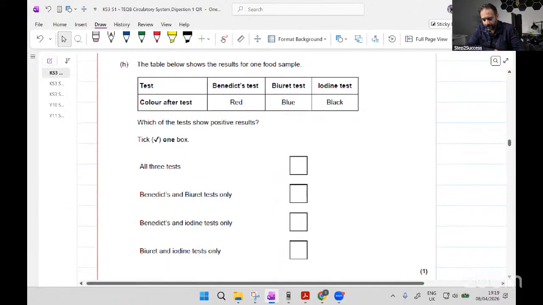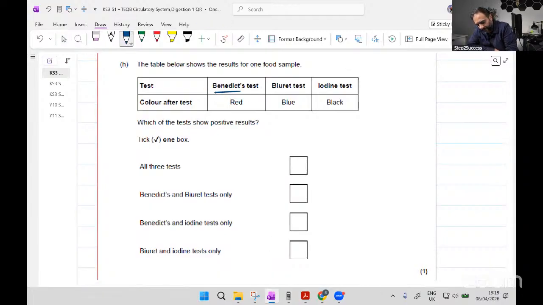The table shows the results for one food sample. Which of the tests show positive results? Okay, so this solution, Benedict solution, is blue to begin with. And if there is sugar present, then it changes to red. So that's what's called a positive result, as in it changes color. So the Benedict's has changed color, so that's one.